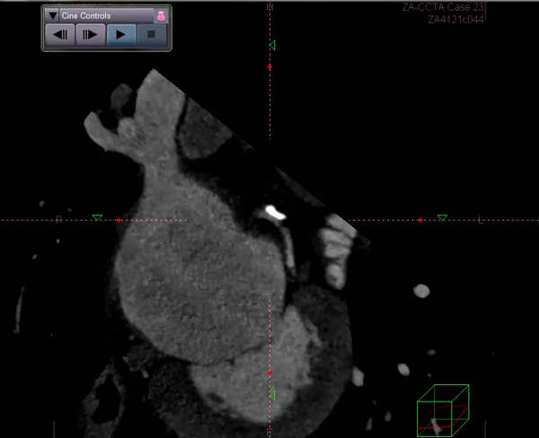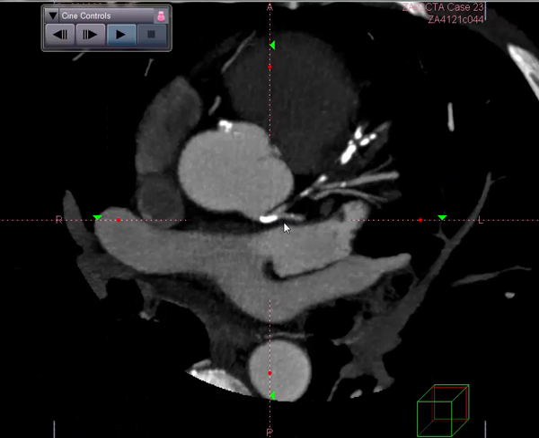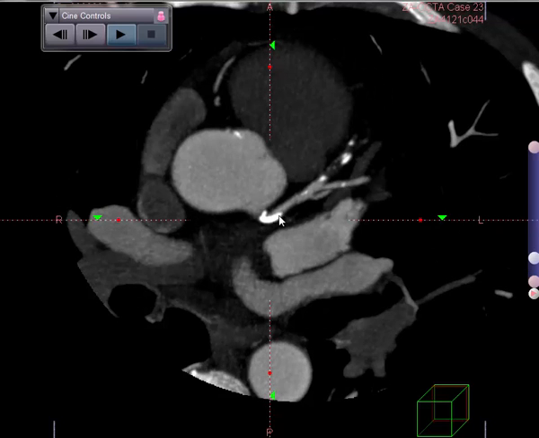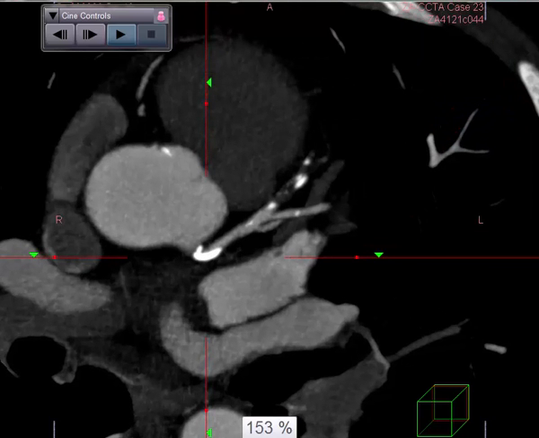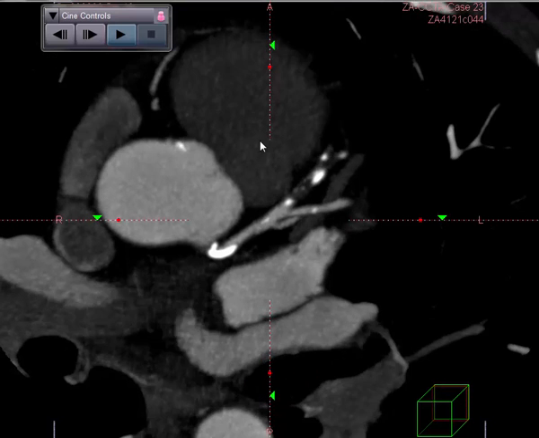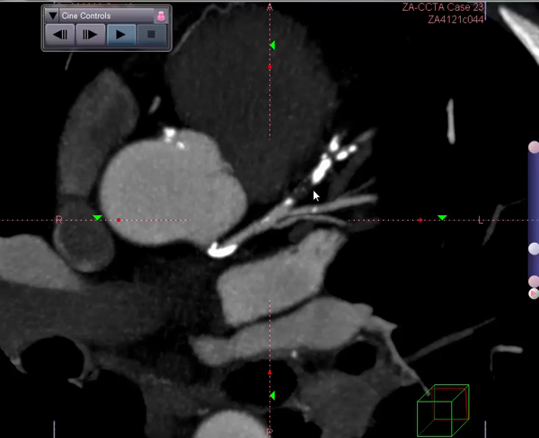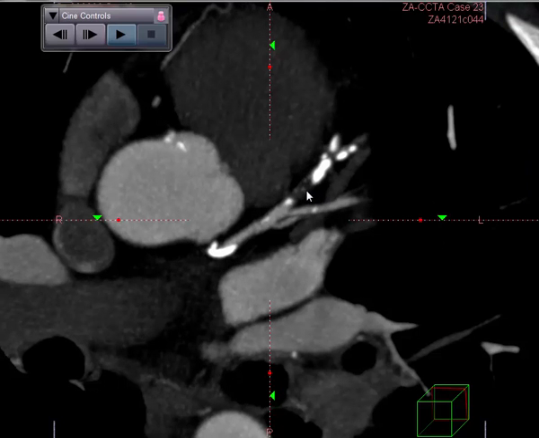I'm going to switch to the MIP view. Let's take a little better look at the rest of the vessels. As we look at the left anterior descending, there's clearly some mild proximal disease. Let's make this just slightly a little bit bigger. Clearly some mild proximal disease, but as you proceed down after the first diagonal, there is basically a total occlusion of the mid left anterior descending with the non-calcified plaque.